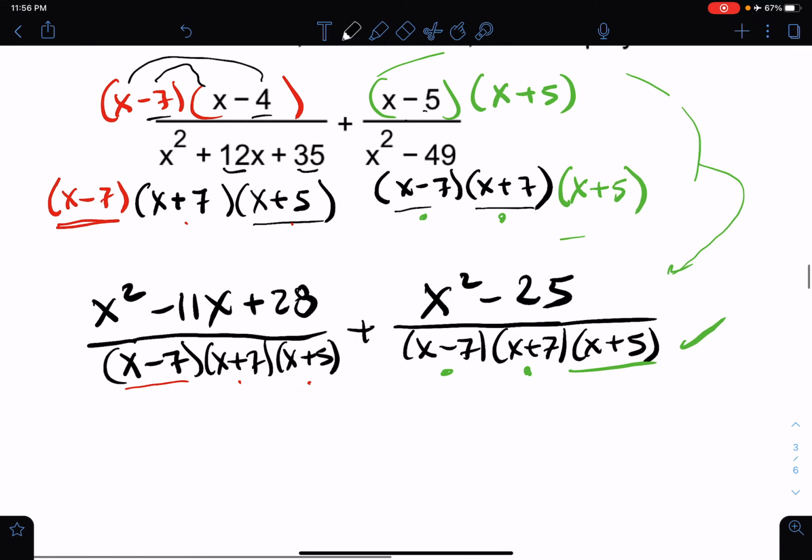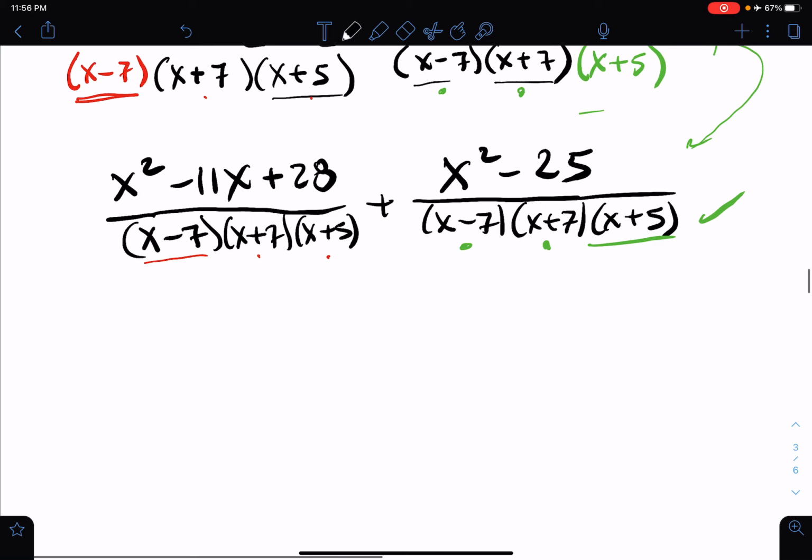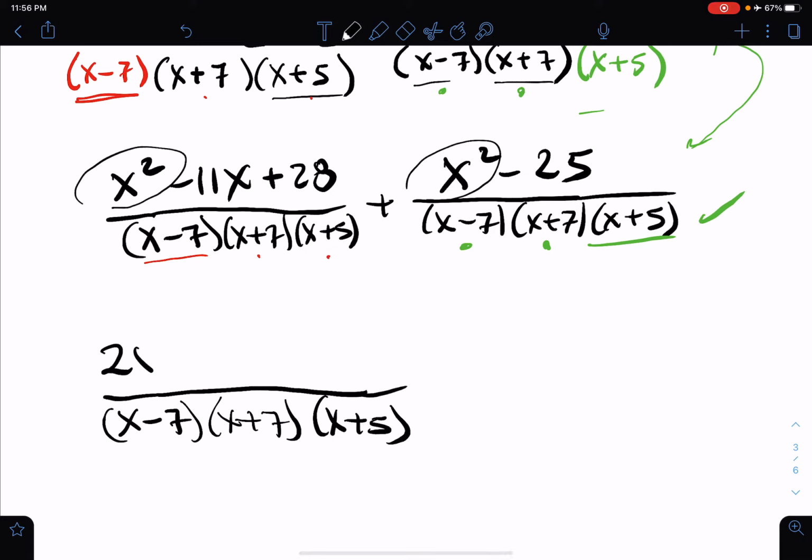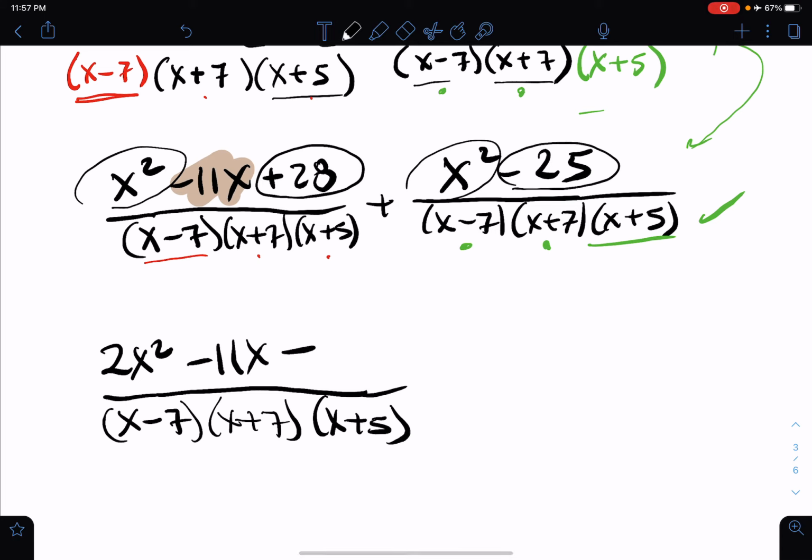So now we have an LCD, and we're very happy about that, because now I can write this over the LCD, which is x minus 7 times x plus 7 times x plus 5. Now up top, x squared plus x squared gives me 2x squared. I only have one x term, negative 11x, so negative 11x goes there. And finally, my constants 28 and a negative 25 is plus 3.